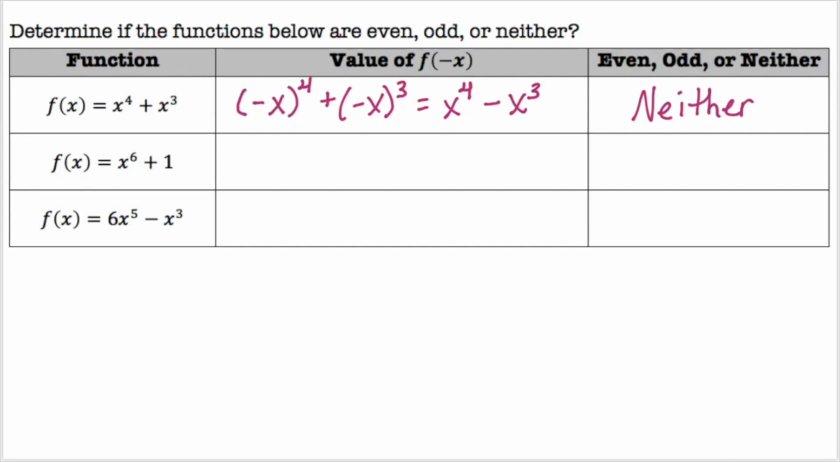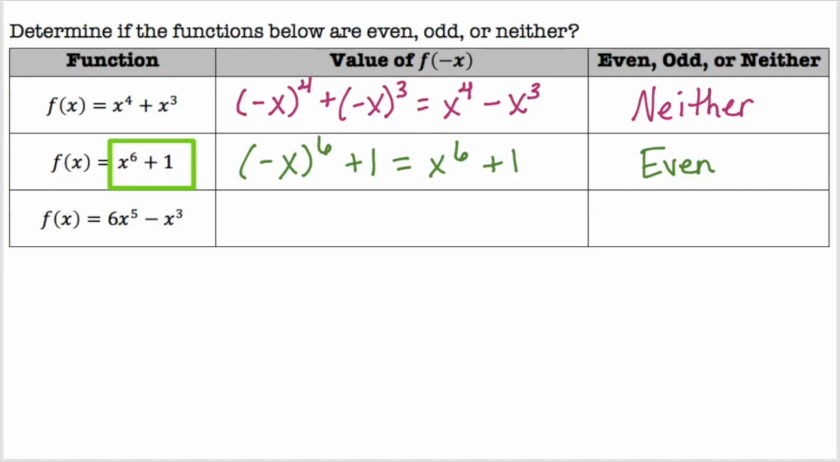The next one is x to the sixth plus 1. So remember, we're only changing the x value to negative. We're not changing the 1, obviously, because that's not an x value. So negative x to the sixth power. Well, anytime an exponent is raised to an even number, it's going to be a positive answer. So that would be x to the sixth power plus 1, which exactly matches our x to the sixth power plus 1 over here. So therefore, it is even.